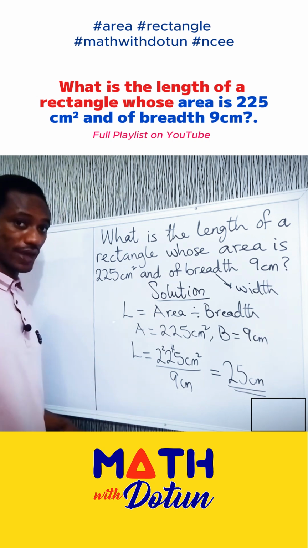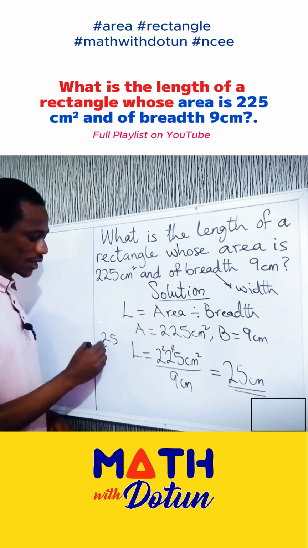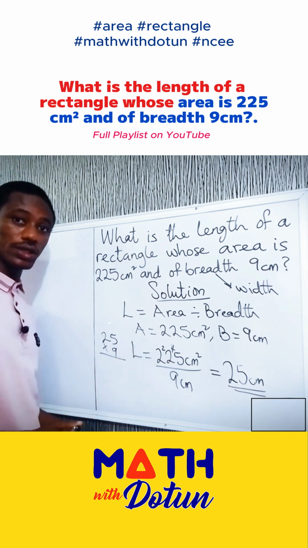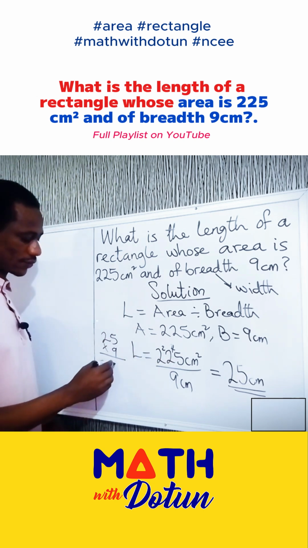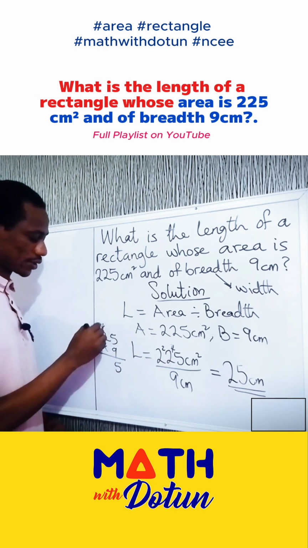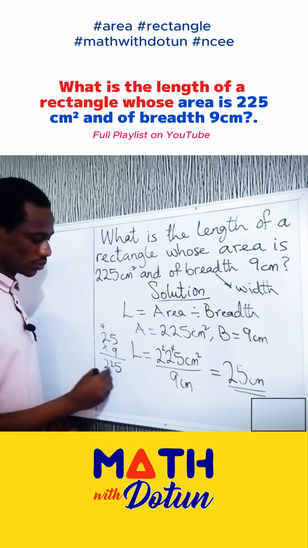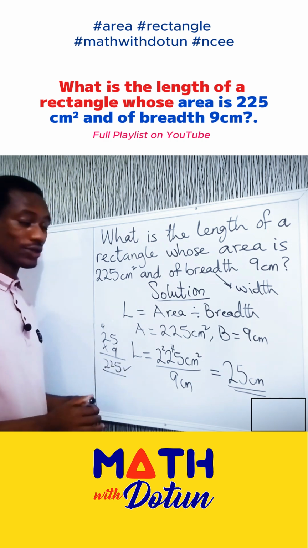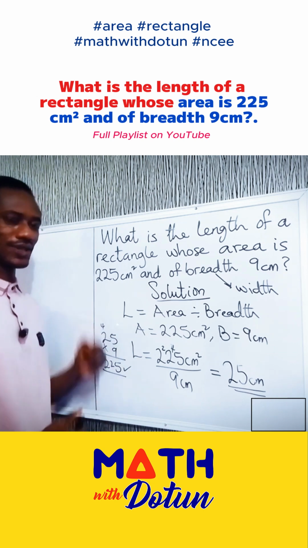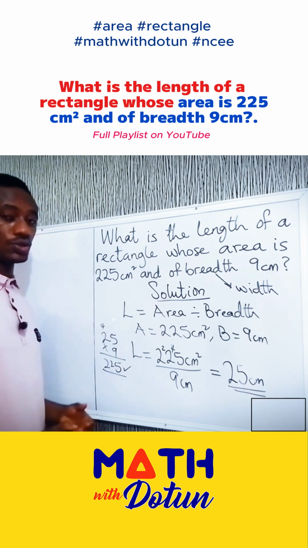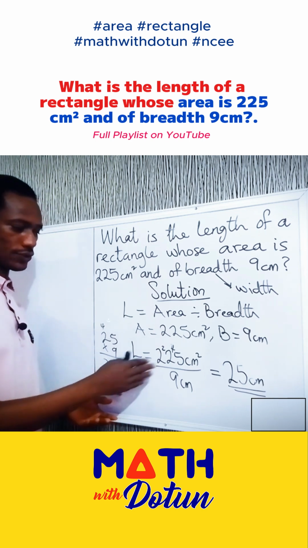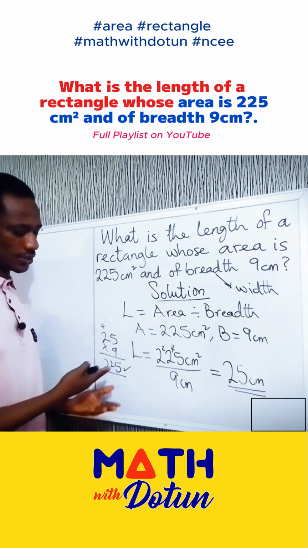We can check by doing 25 times 9 to see if we have 225. 5 times 9 is 45, so we write the unit and take the tens. 9 times 2 is 18, and 18 plus 4 is 22. Checked. Before your examiner marks you, you're already celebrating. It's good to always check your work by doing the reverse operation. You've done division, so to check, multiply and see if you're correct.